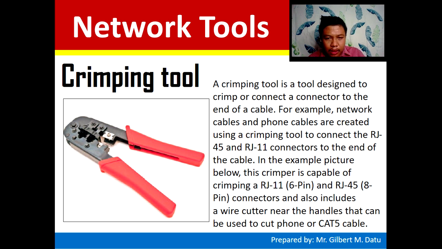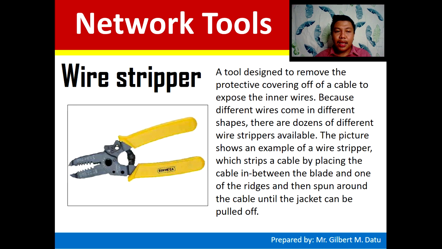In example pictures, makikita nyo dun sa ating crimping tool sample, itong kulay red, meron siyang tinatawag nating wire stripper. Capable for that kind of wire, the UTP cable. So it also uses the RJ45 and the RJ11 pins. Ito yung ginagamit natin to crimp the RJ45 and the UTP cable.